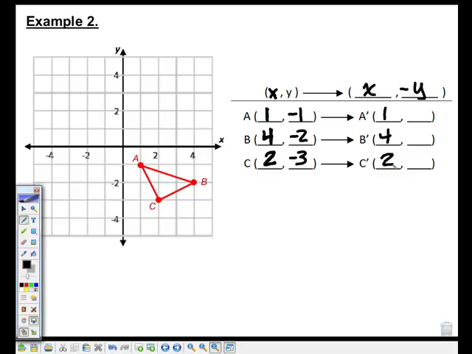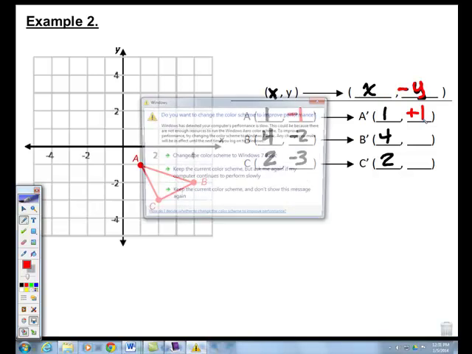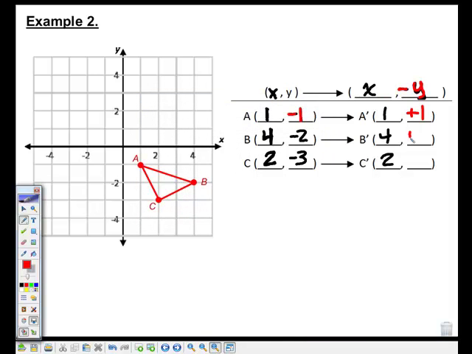And the part of the y value, it says negative y, which means you're going to make them the opposites, or you're going to multiply them times negative 1. This negative 1 times negative 1 will turn into positive 1, or the opposite of negative 1. The next one will be the opposite of 2, which is positive 2. The next one is negative 3. The opposite of negative 3 would be positive 3.